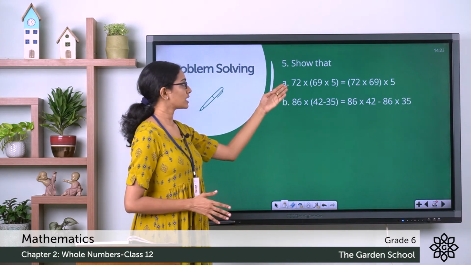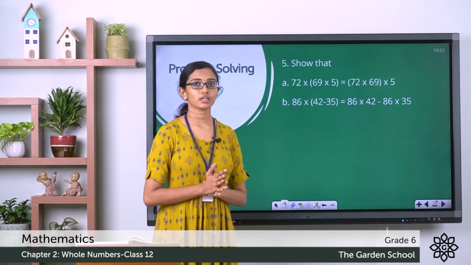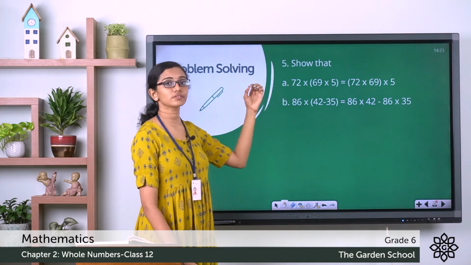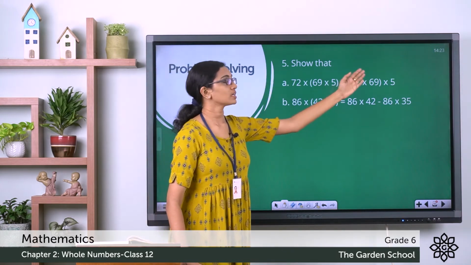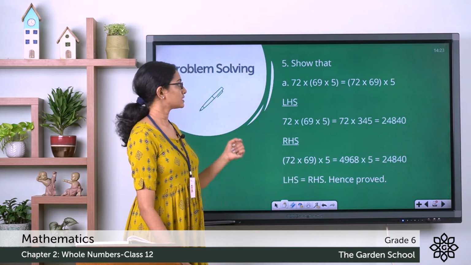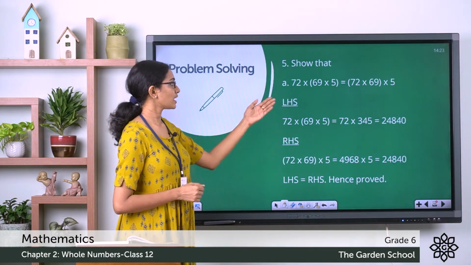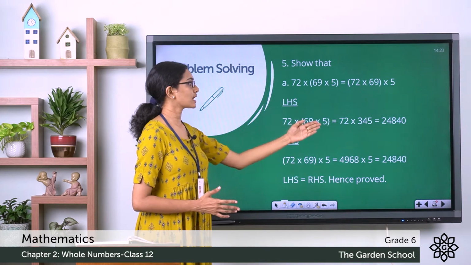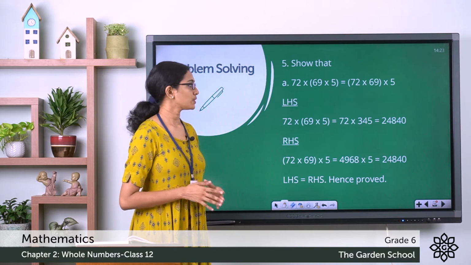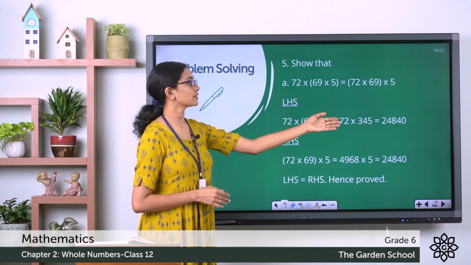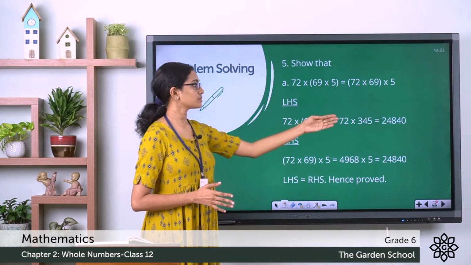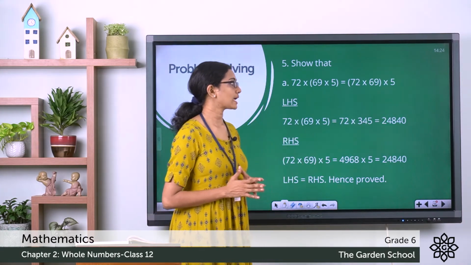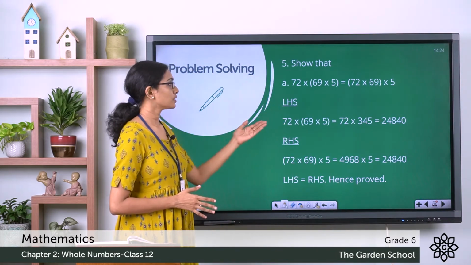You see there is a left hand side and right hand side. We say this on the basis of this equal to. So we need to prove that the left hand side gives the same product as the right hand side. Let's see how we can do this. On the left hand side, what you have got? You have got 72 into within brackets 69 into 5. That becomes equal to 72 into 345, because 69 5 times equals 345, which gives you a product 24,840. Now that is on the left hand side.